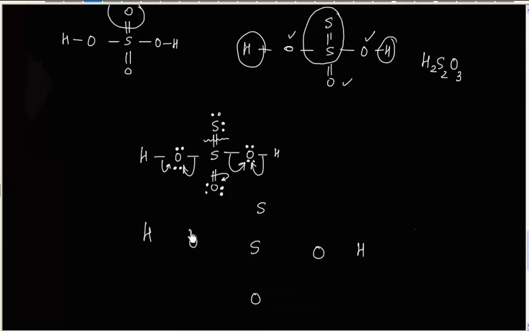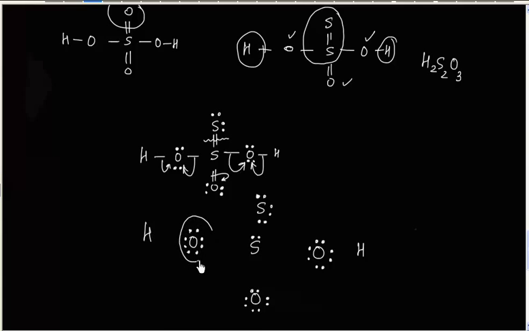So this oxygen will have 8 electrons. Now this sulfur will have 6 electrons. This oxygen will have 8 electrons. Hydrogen will have 0 electrons. This oxygen will have 8 electrons. Now this sulfur will have 2 electrons. Now we can calculate formal charge.